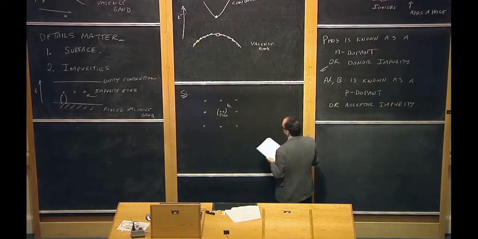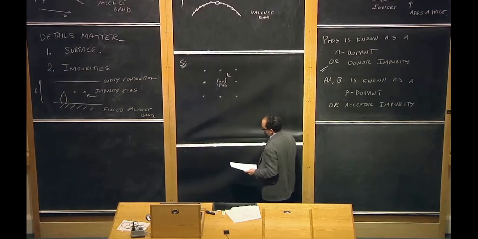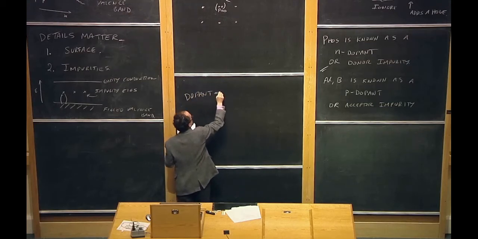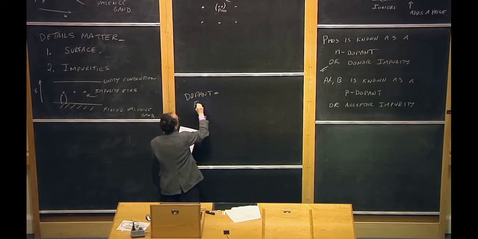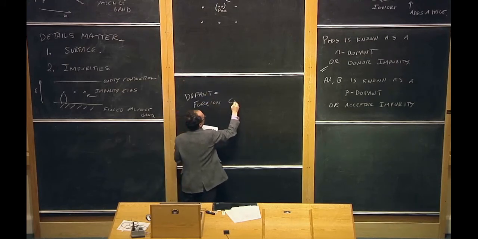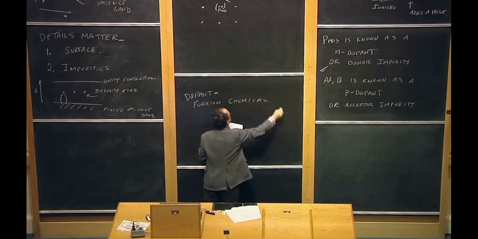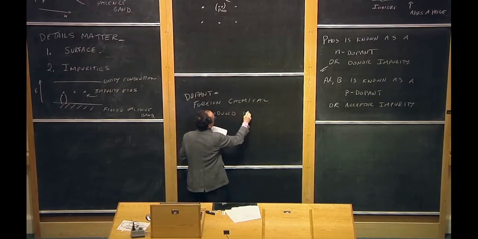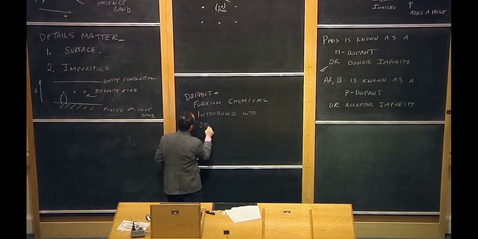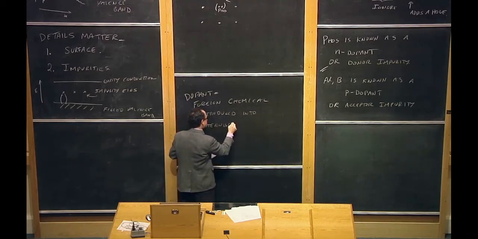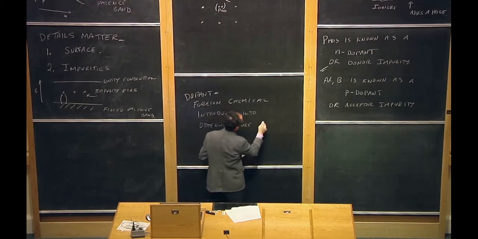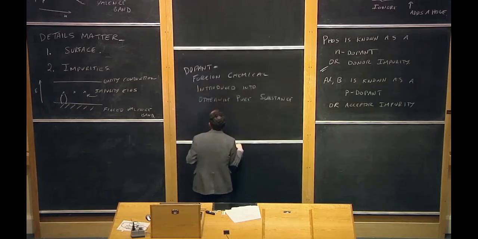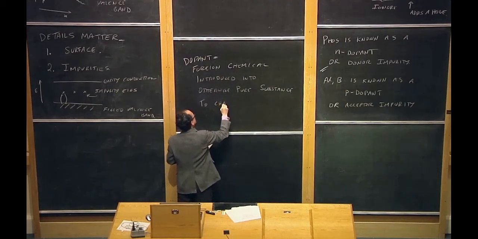And maybe I should define the word dopant before ending. So dopant is a general word which means a foreign chemical introduced into an otherwise pure compound, otherwise pure material, or pure substance, I guess, to change its properties. To change its properties.